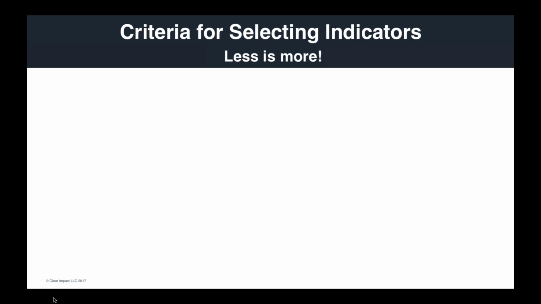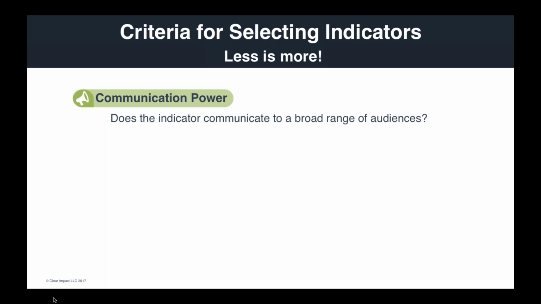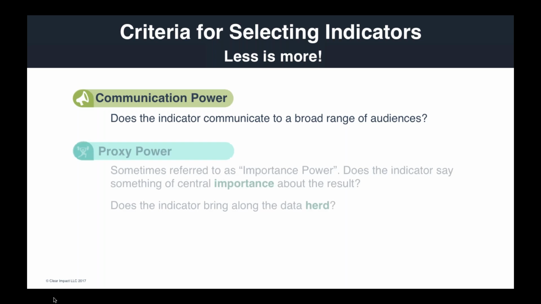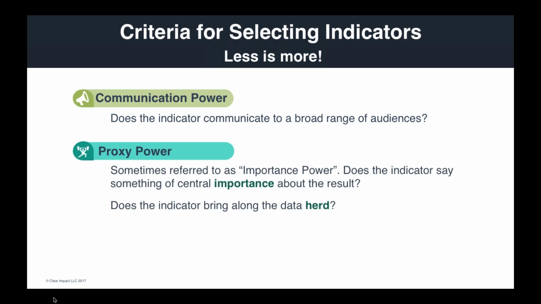Criteria for selecting indicators: less is more, the fewer the better. Don't want more than 2 or 3 for any given result. Communication power. Does it communicate? Do people understand it? Keep that simple. Proxy power. Does it measure something of central importance? And we actually sometimes call this importance power. Measure something of central importance, and does the particular indicator lead the herd?